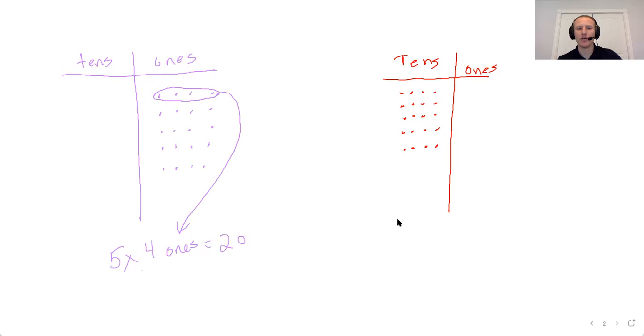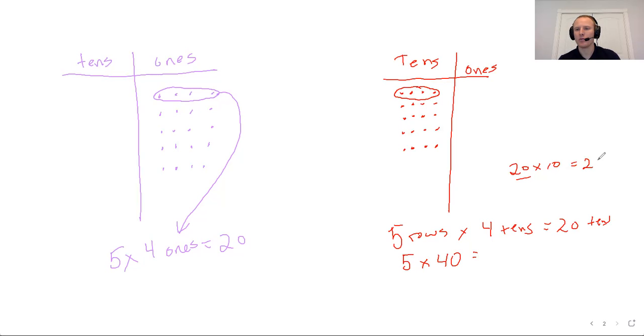Now when I go over here, I have 5 rows times 4 tens. There are 4 tens in each row, which is the same as saying 5 groups of 40. So really, I'm solving 5 groups of 40. Well, we know 5 rows of 4 tens, just like 5 times 4 over here, is 20 tens. So 20 times 10, we take the 20, we make that the first portion of our product. We take the 0 off the 10 and we add it to the back.